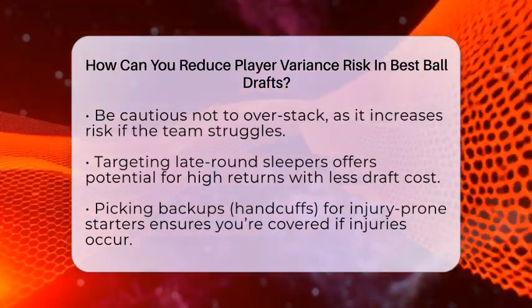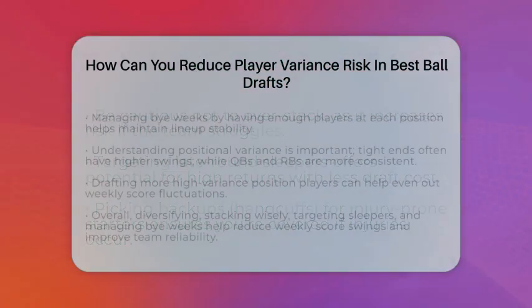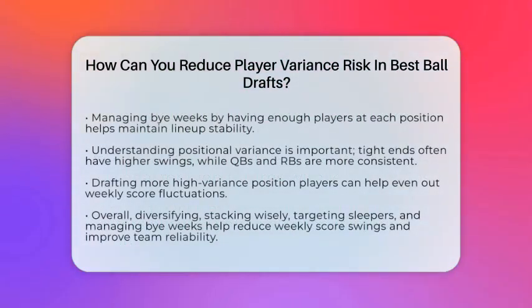Understanding positional variance helps as well. Tight ends often have higher swings because they're relying more on touchdowns. Running backs and quarterbacks tend to be more consistent because they get more touches. Drafting more players at high variance positions can help smooth out your weekly scores.